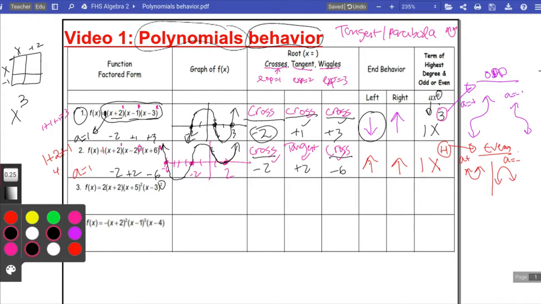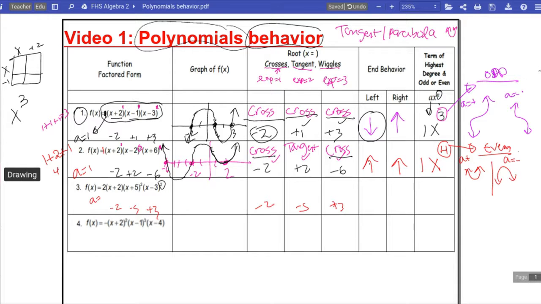All right, let's keep going. I need to step it up. All right, so next one. -2, -5, +3. All right, the A value is 2. Let's go ahead and put our 2 right there. Check. And where are my exponents? I have a 1 right here, and I have a 2, and I have a 2. So 1 plus 2 plus 2, that's 5.